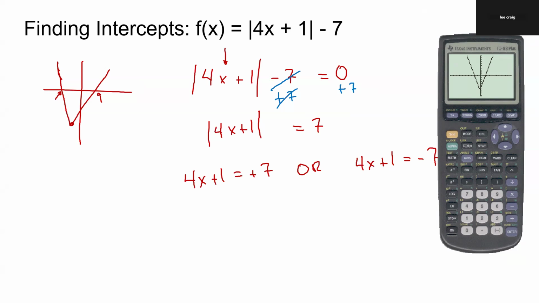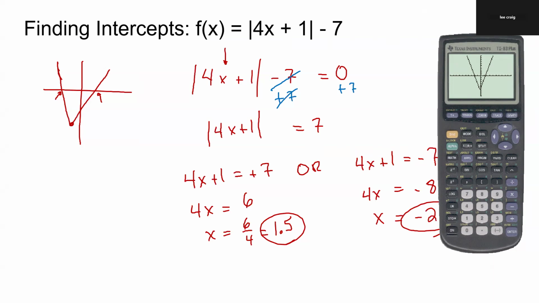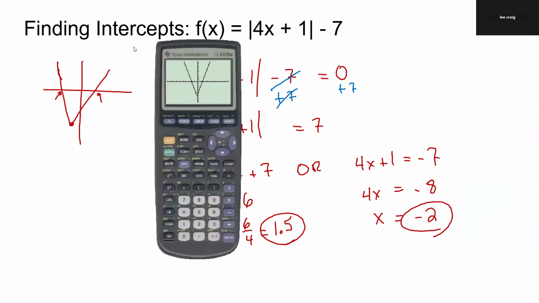Okay. From here, real easy to solve. You'd subtract 1. So 4x equals 7 minus 1 would be 6, and x would be 6/4 or 1.5. Over here, I would subtract 1 again. -7 minus 1 is going to be -8, and I divide by 4. -8 divided by 4 would be -2. So there's the two places that we expect this thing to cross at.